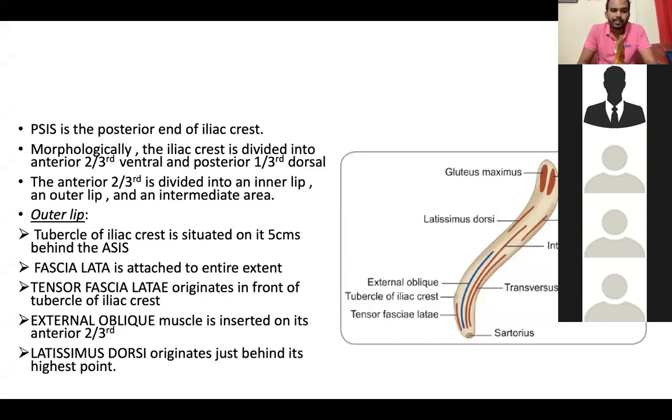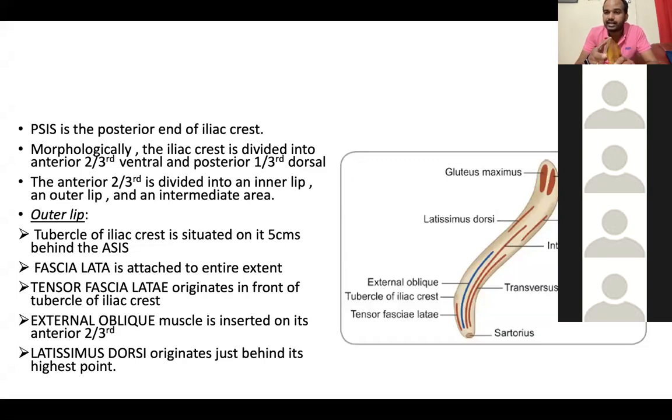Now, this anterior 2/3 is also called the ventral segment. I am putting it very clear, this one. This posterior 1/3 is called the dorsal segment. Now we will talk about the anterior 2/3 of the iliac crest, which is the ventral segment.